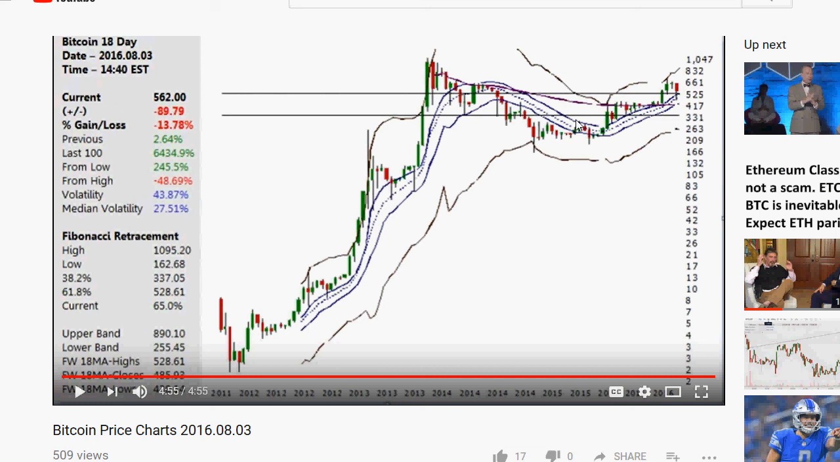Again, the 18 average based on price, the Fibonacci's based on price, and this upper and lower band that I made, it was based on price, but really it was based on the 18 average. And it was also based on this volatility stat that I came up with, which basically checked how its volatility was over the last 18 days.